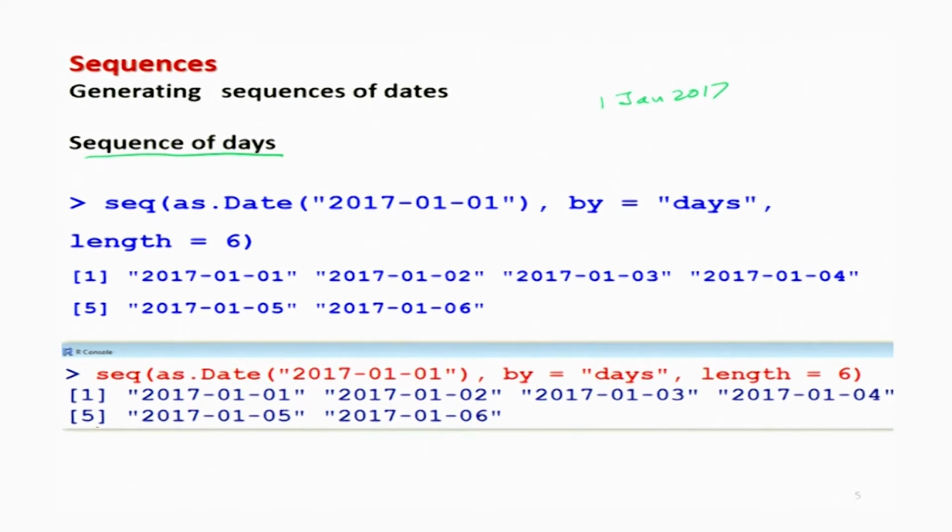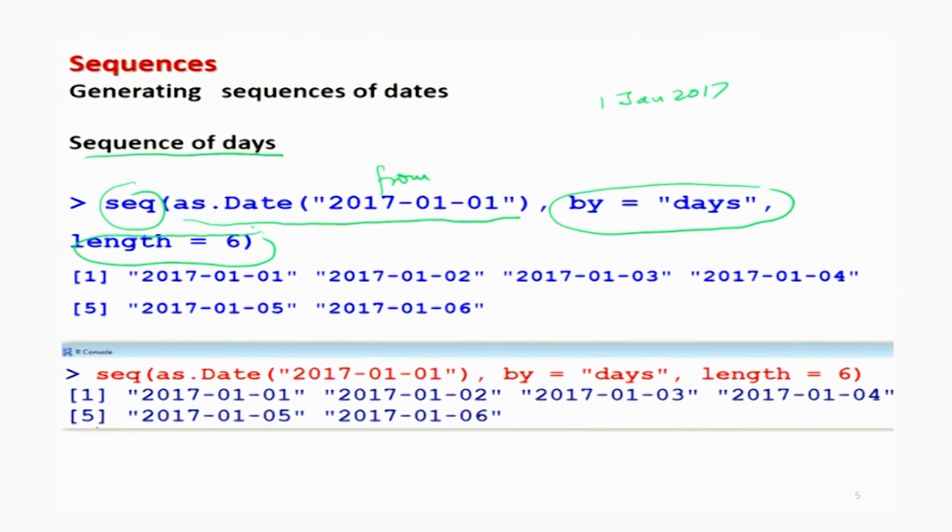So in order to do that, you can recall that in the case of sequences, you had learned that when you know the length of the sequence, you can use the from command to generate a sequence of the required length. So the same command I am going to use here. I write seq, then inside the parenthesis I write the date. So this is going to be your from. This is the same format as I explained, right? And then you have to write by is equal to days, and then length is equal to 6.